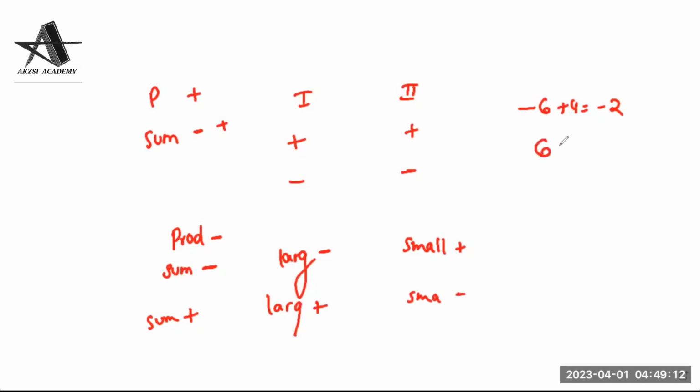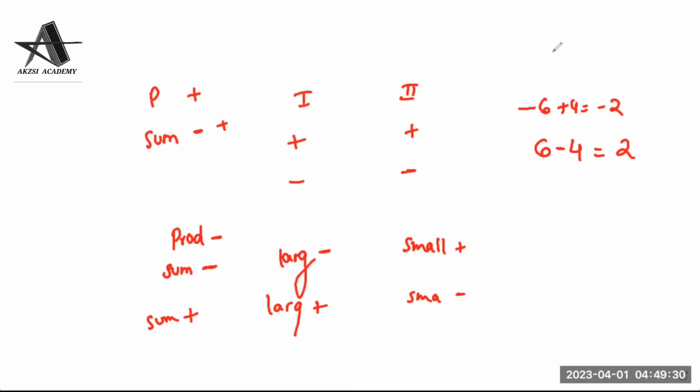Just like 6 minus 4. One is positive, one is negative. 6 is positive, 4 is negative. Answer is subtracted. And which sign will I use? The sign of the larger number. 6 is the larger number, so 2 will be positive as well.